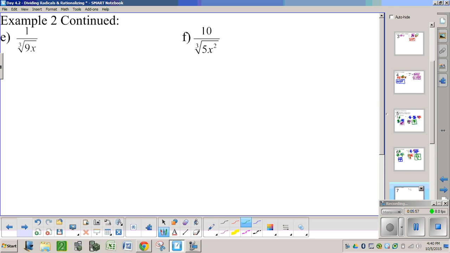All right, now, this one is a little more difficult. And I'm going to save these examples for class. So if you're interested in finding out how to simplify a perfect cube in the denominator, see me in class. Okay, otherwise, we're going to move on.